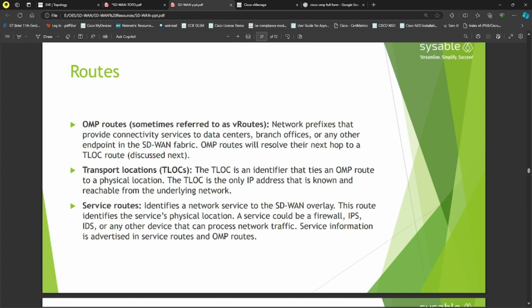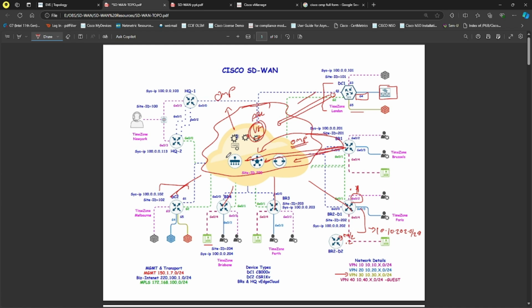Coming to the transport location, or TLOC: the transport location is the identifier that ties an OMP route to a physical location. The TLOC is the only IP address that is known and reachable from the underlying network. TLOC is very interesting. It consists of the system IP, the encapsulation, and also the color.